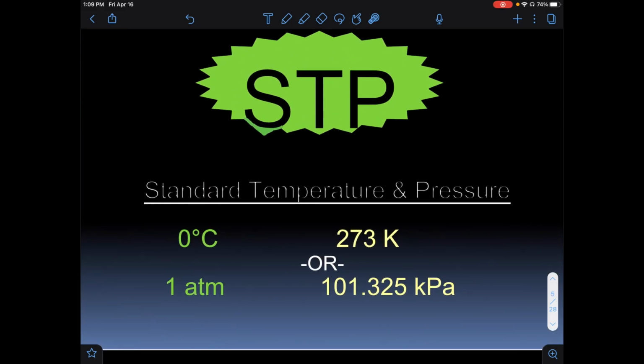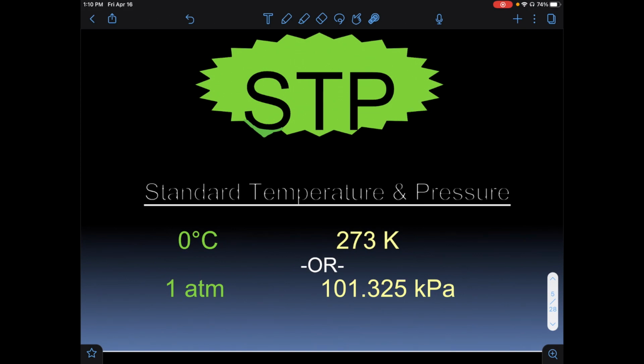And then finally, the last thing you have to remember when you're doing these problems is standard temperature and pressure. Sometimes it's abbreviated STP. Standard temperature is 0 degrees Celsius or 273 Kelvin. Standard pressure is 1 atm or 101.325 kilopascals, but you can go ahead and just leave it at 101.3 if you feel like putting that into your calculator.